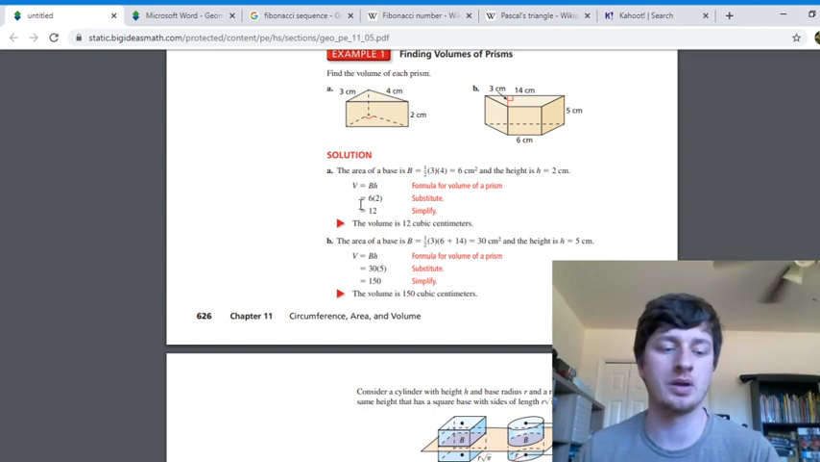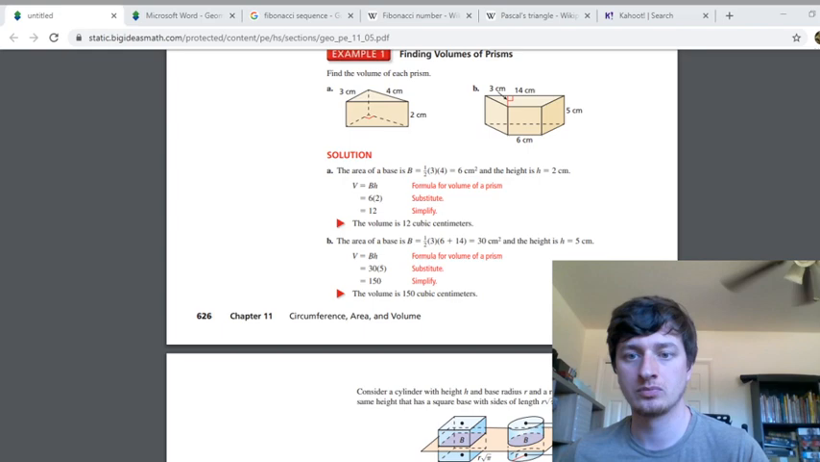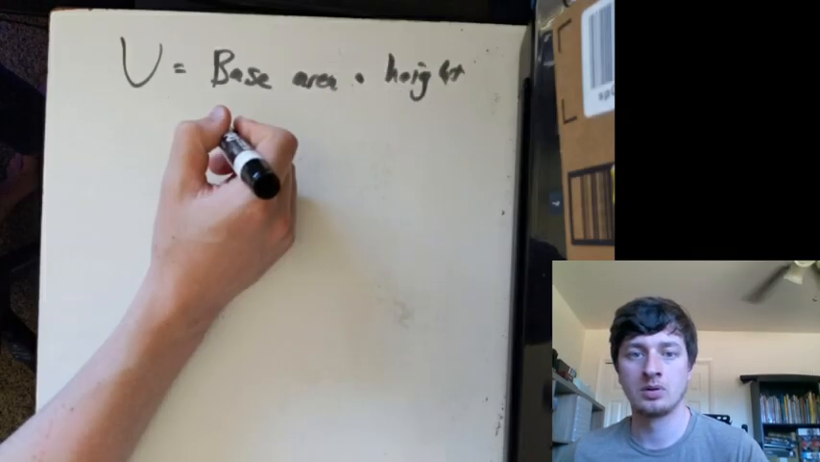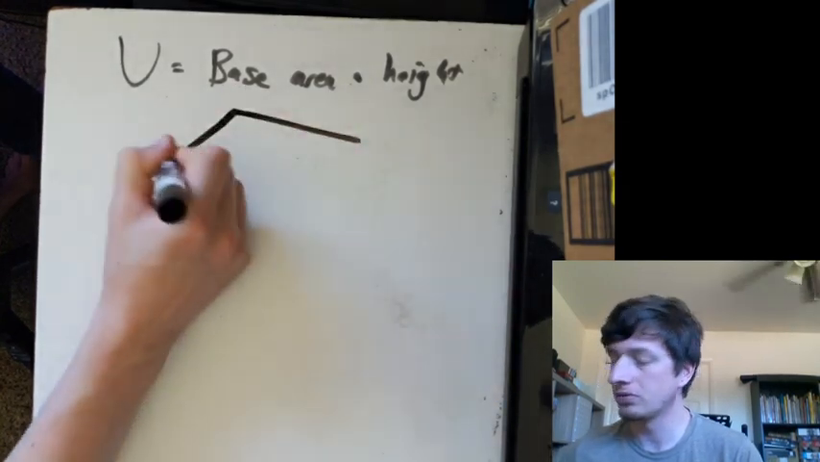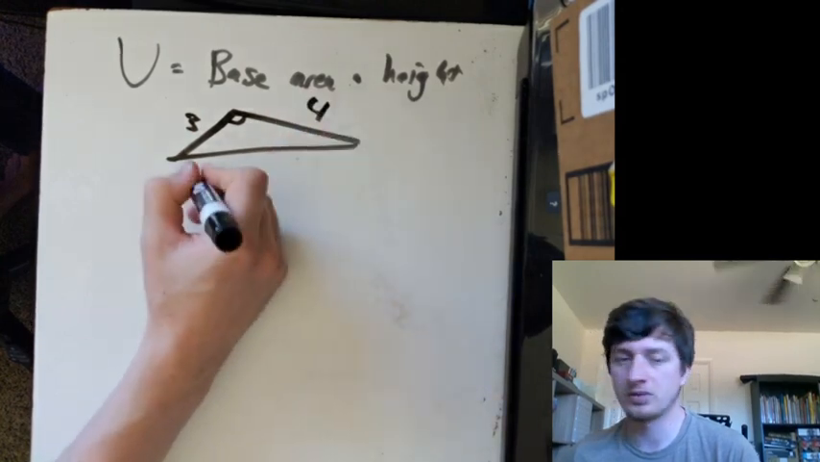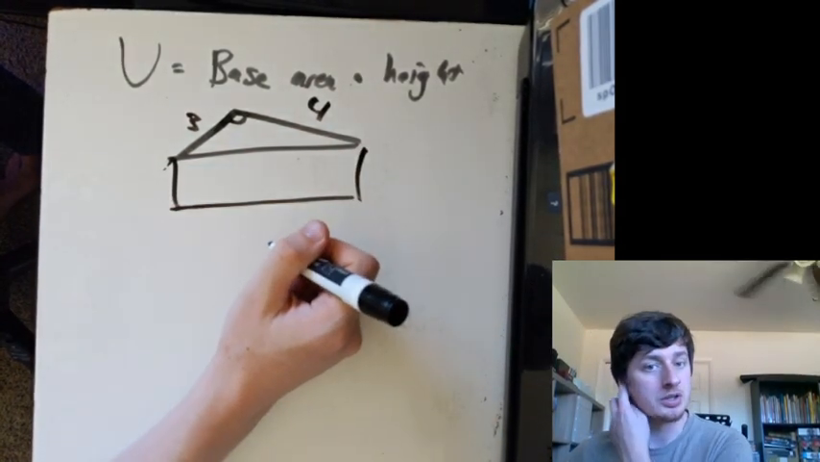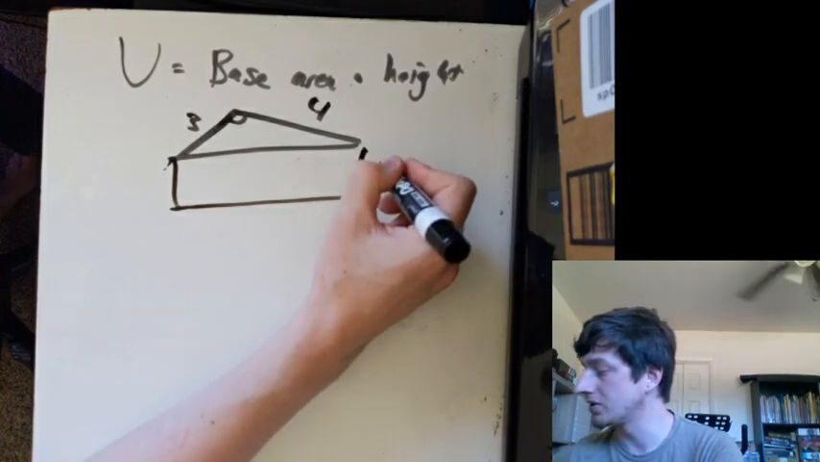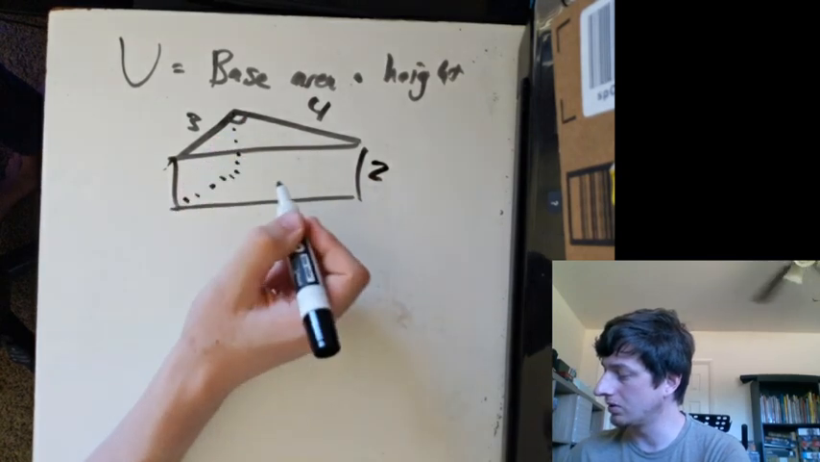So we have a triangular prism. And it looks kind of like this. This is a right angle. This is a 3. This is a 4. That means this is a 5, but we don't need that number. It's kind of like a block of cheese. Okay? And then this is 2. And we got dotted lines here to make it 3-dimensional.